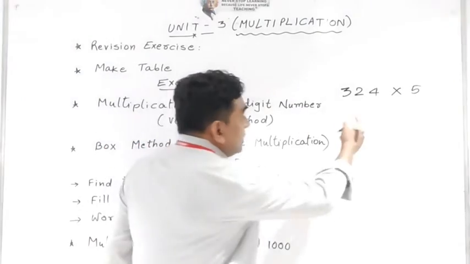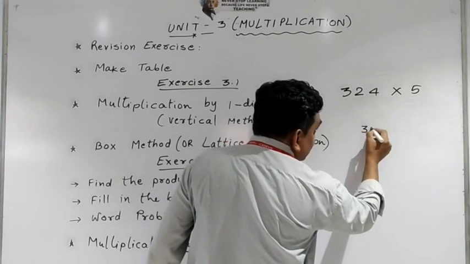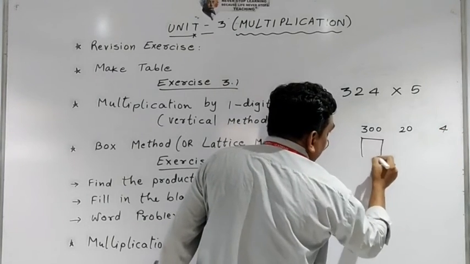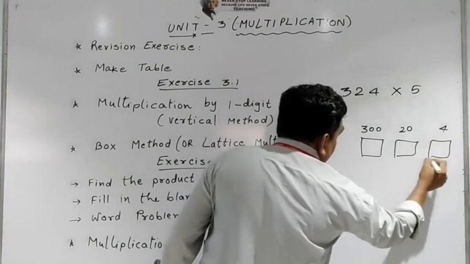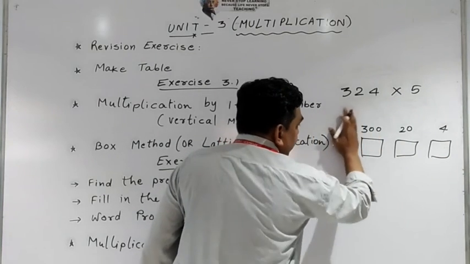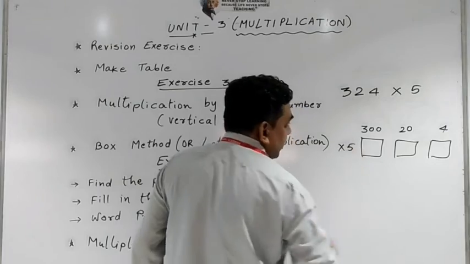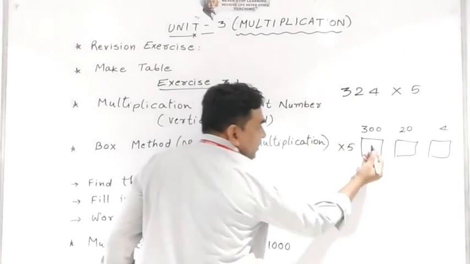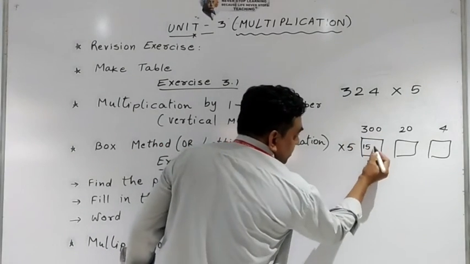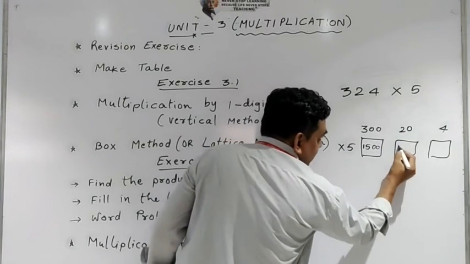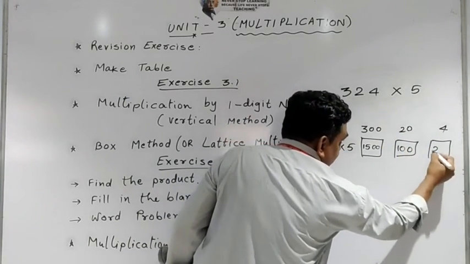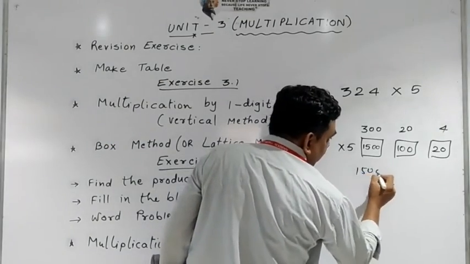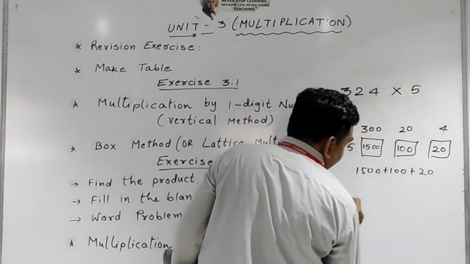Just see here, students. 300, 20, 4, and you can put a box here and multiply by which number? 5. These all are multiplied by 5. Now you are going with this. You know the multiplication. 5 3s are 15. You can write here 15. But after that 2 zeros. Same thing, 5 2s are 10 and 1 zero, and 5 4s are 20. Okay, it is over. Now just add this one, 1500 plus 100 plus 20.